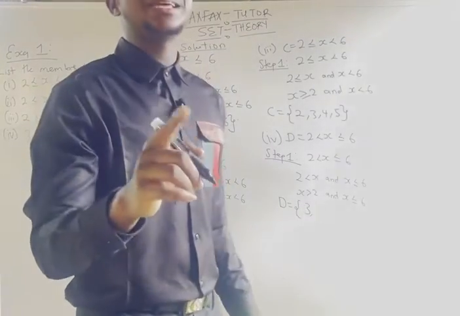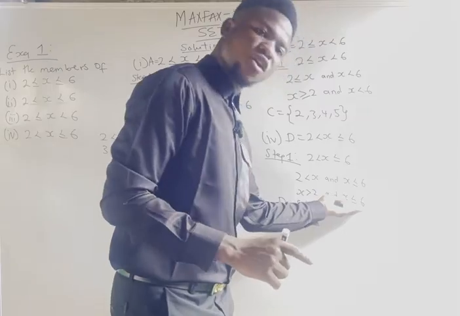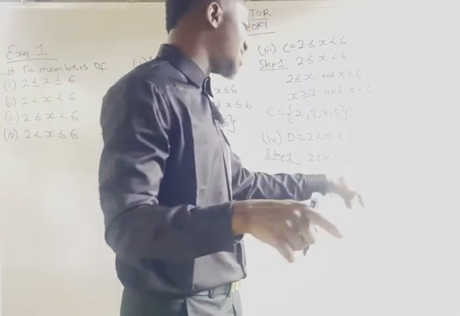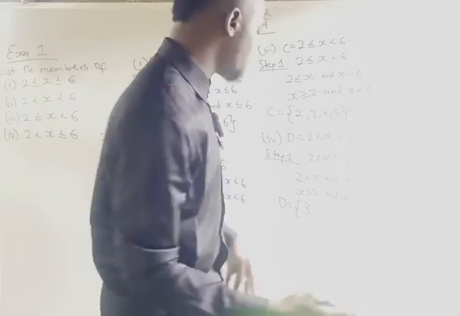Then we are going to stop at a number which is less than or equal to 6. Which number is less than or equal to 6? That is 6. So this will be 3, 4, 5, 6.